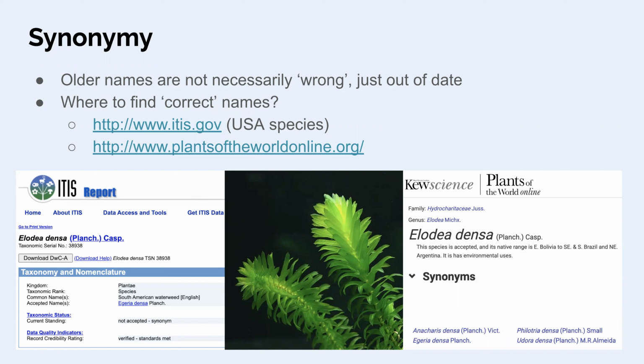So we're kind of working toward a system where we mostly agree on the right names, and mostly we do agree on the right names. I don't want to give you the impression there's a lot of disagreement here. But here are a couple of sources. This one here, ITIS, is the Integrated Taxonomic Information Service, and that's run by the US government, so that's a .gov address, and that'll be specific or at least more reliable for North American species.